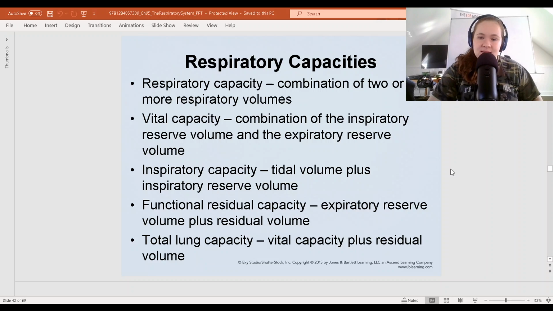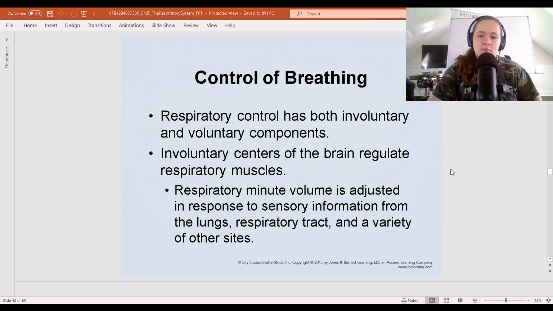Respiratory capacity, which is the combination of two or more respiratory volumes. Vital capacity, the combination of the inspiratory reserve volume, tidal volume, and the expiratory reserve volume. Inspiratory capacity, tidal volume plus inspiratory reserve volume. We have the functional residual capacity, expiratory reserve volume plus residual volume. And then we have the total lung capacity, which is the vital capacity plus the residual volume.